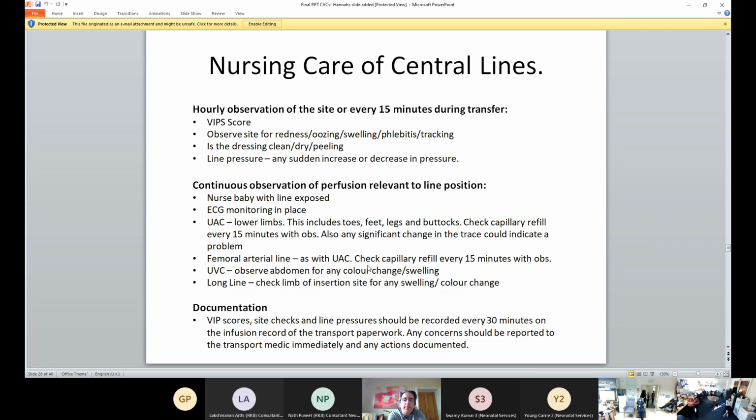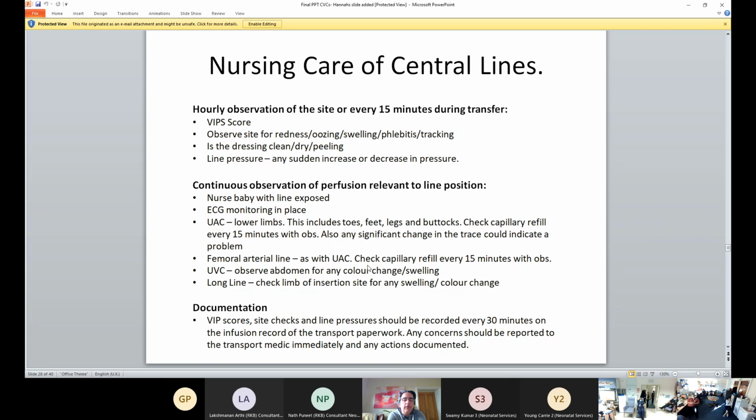And finally, we need to observe and document the line pressures. We do this for all of our peripheral lines as well, but document that pressure. And if you see an increase or decrease in pressure that is unexpected, then that will be an indication to have a look at the line. The line may need a flush.